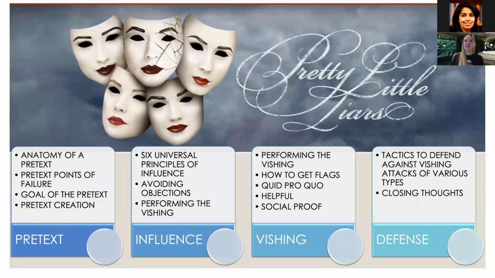So today our agenda is pretty packed. We're going to talk about the anatomy of a pretext, pretext points of failure, the goal of a pretext, and creating a pretext. Very briefly, you should have attended Kirsch's OSINT training yesterday for all the details on that. We're going to talk about the 6 universal principles of influence, avoiding objections, and then tips for how to actually perform vishing calls. We're also going to talk about how to get flags and 3 very useful techniques for how to do that. And then we're going to wrap up with ways that you can defend against these types of attacks.